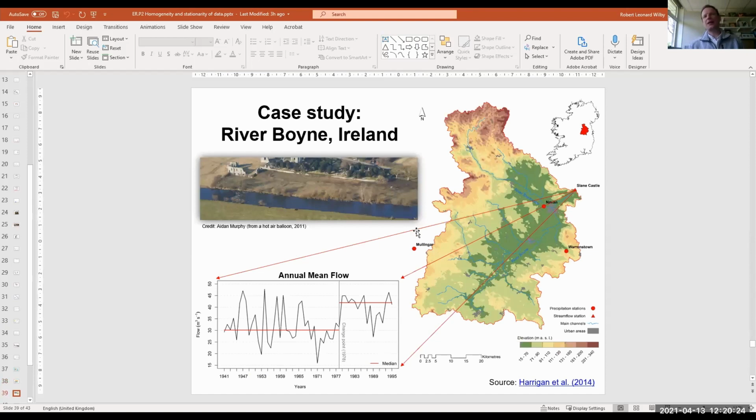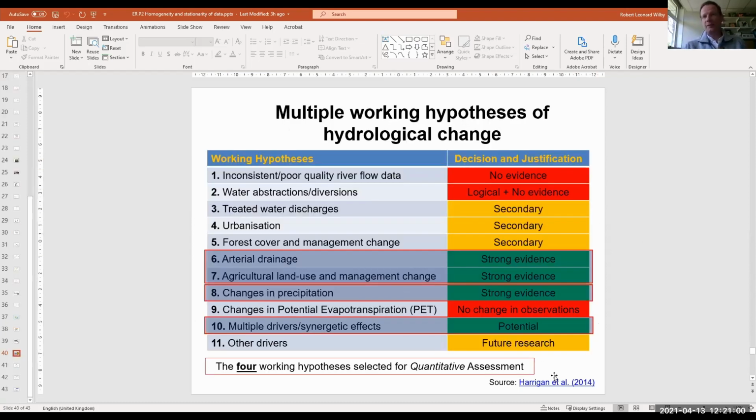Yesterday, I referred to this case study in which we did just this, trying to interpret long-term changes in mean and extreme river flows in the River Boyne in Ireland. This is a very important water supply catchment, so what happens in this catchment has big implications for water security in the eastern part of Ireland. In the paper by Harrigan et al., we start by making the case for setting up working hypotheses. I think this is the most robust and defensible approach for climate change attribution: to write down as many hypotheses as you can imagine to explain the change.